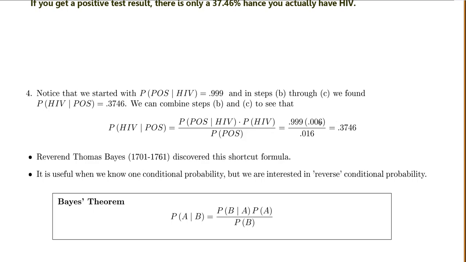And because that's what we did in the two different steps, you can stick it together and do it all in one step. So Reverend Thomas Bayes discovered the shortcut formula. It's useful when we know one conditional probability, but we're interested in the reverse conditional probability. So here it is, probability of A given B equals probability of B given A times probability of A over probability of B. You can use this every time you want to switch those, or you could just do it in multiple steps like we did.